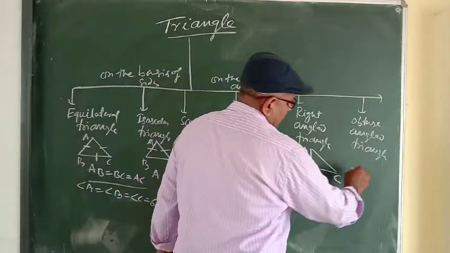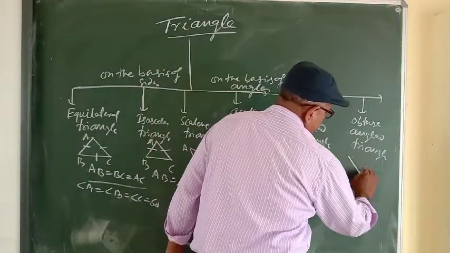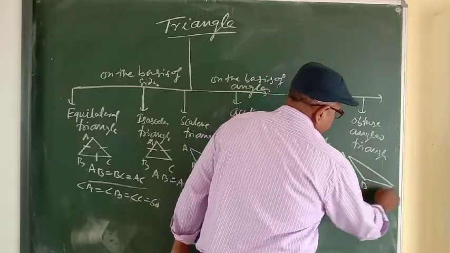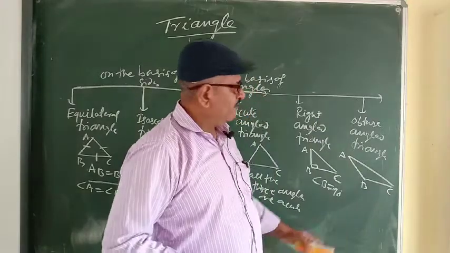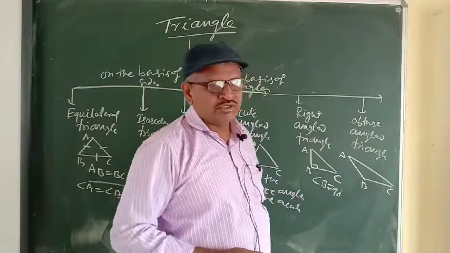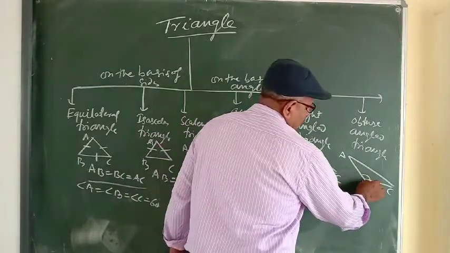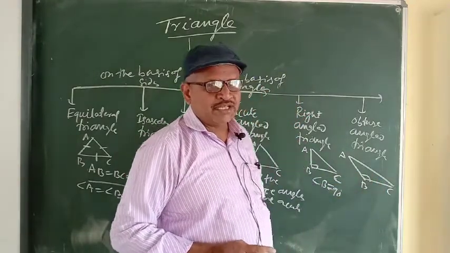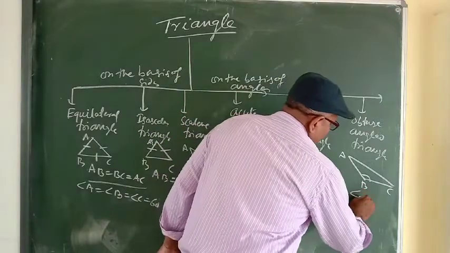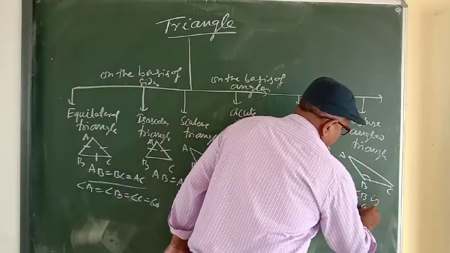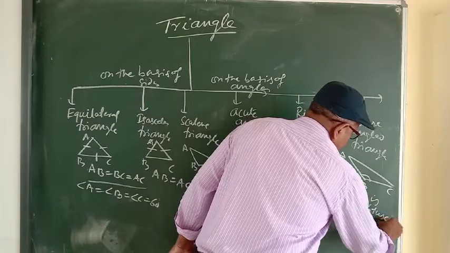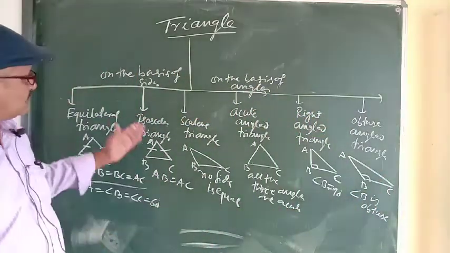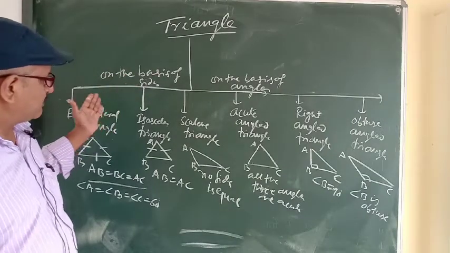And obtuse angle triangle. An obtuse angle triangle is a triangle in which one angle is obtuse. Here angle B is obtuse. Obtuse angle means an angle greater than 90 but less than 180. So here angle B is obtuse.